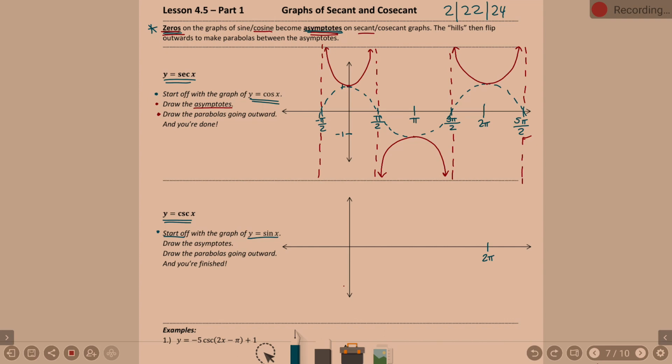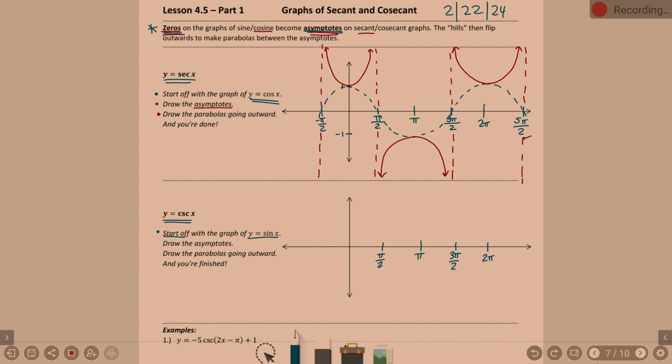What's the middle of 2 pi? Pi. Middle of 0 and pi is pi over 2. Middle of 1 pi and 2 pi? 3 pi over 2. You've got it.